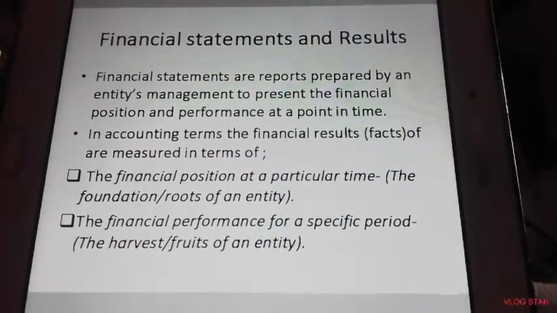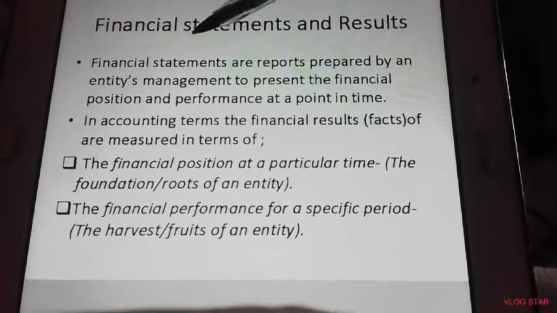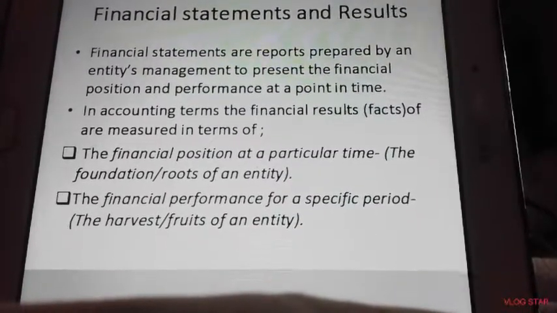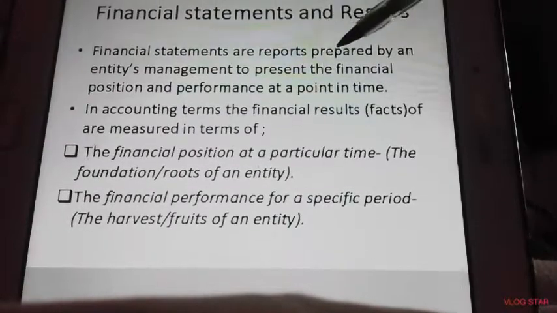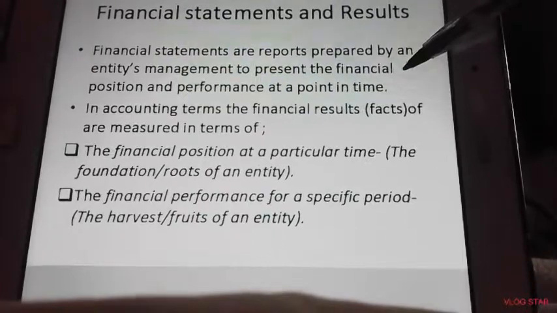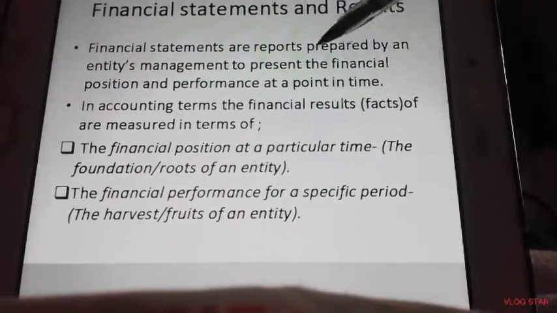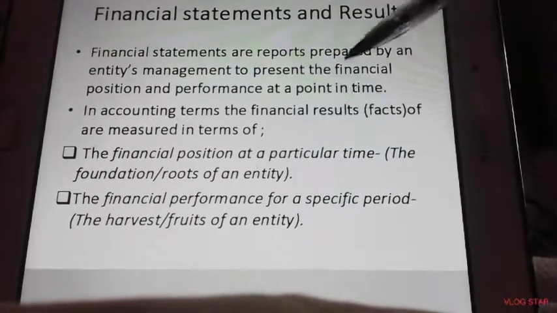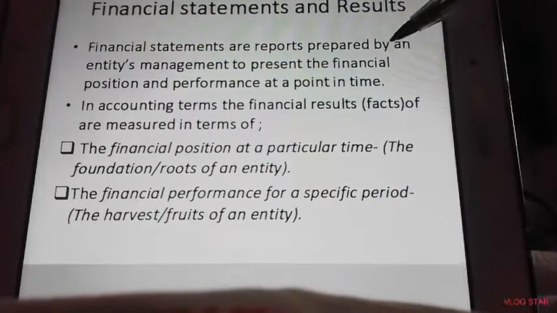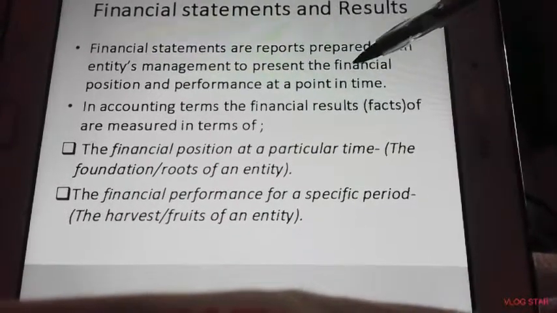And let's look at the financial statements and results. We are looking at the definition of financial statements here. Financial statements are reports prepared by an entity's management to present the financial position and performance at a point in time. So these are the kinds of reports prepared by managers of the entity, and the purpose is to present information concerning the financial position and performance of the business.